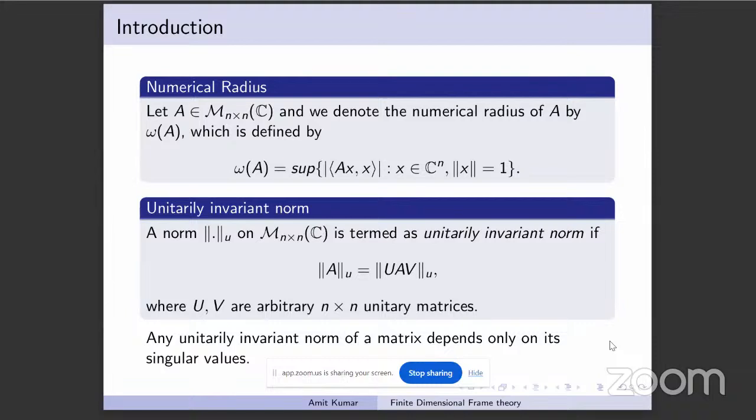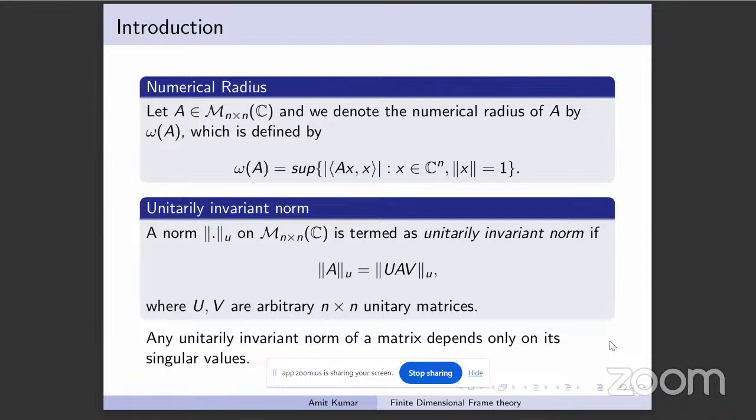I will start with some basic definitions which will be used throughout our presentation. First of all, the numerical radius of a matrix. Suppose A is a square matrix of order n cross n. Then the numerical radius of matrix A is denoted by omega, and it is defined as the supremum of the modulus of X transpose AX, where X belongs to Cn and the norm of X is 1, meaning X varies on the unit sphere of Cn.